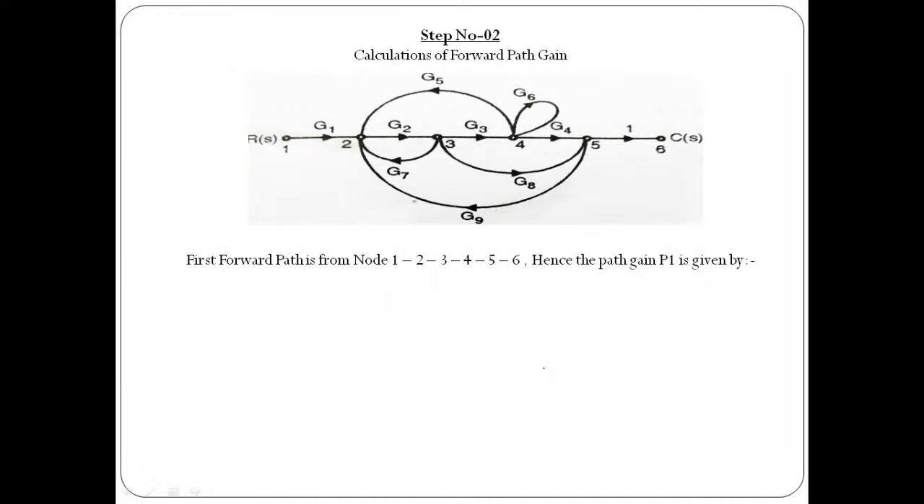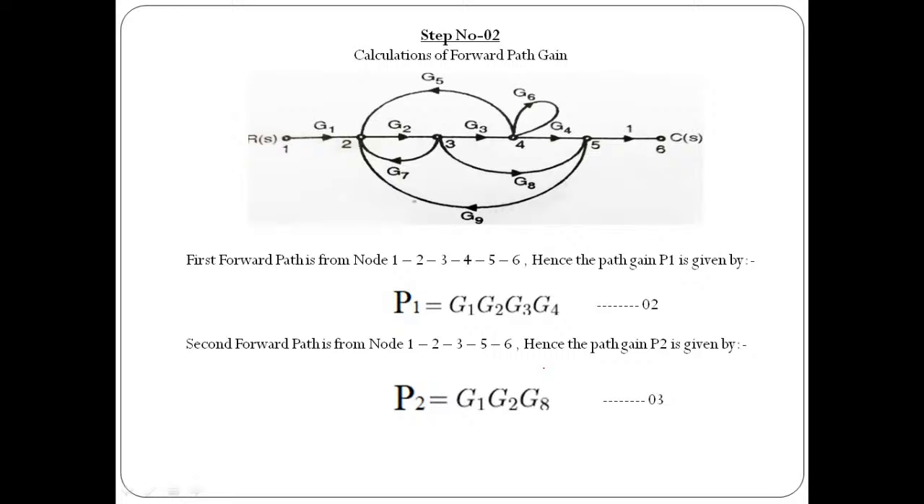In step number 2, we need to calculate the gain of the forward paths. Here we have identified that there are two forward paths. The first will be G1, G2, G3, G4, and the second will be G1, G2, and G8. So G1, G2, and G8 will be like this, G1, G2, and then directly G8 like this. And the first forward path is like G1, G2, G3, G4 like this. So this will be the first forward path and this will be the second forward path. Please note down these points.